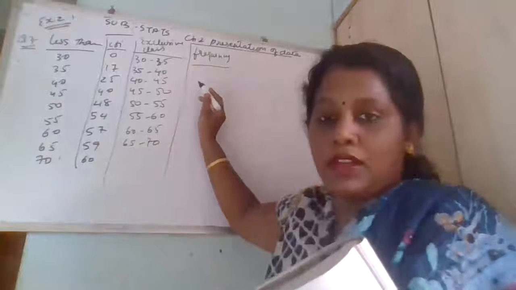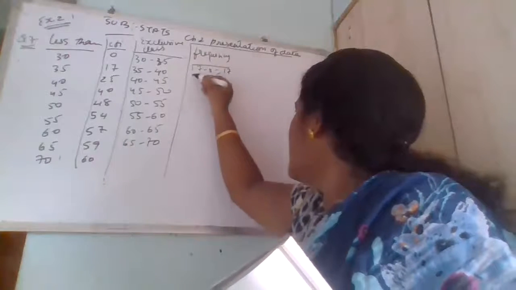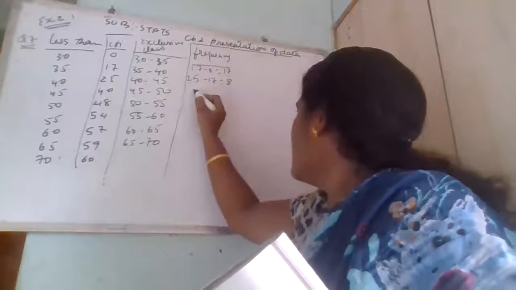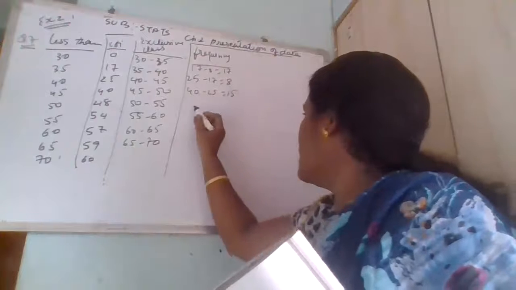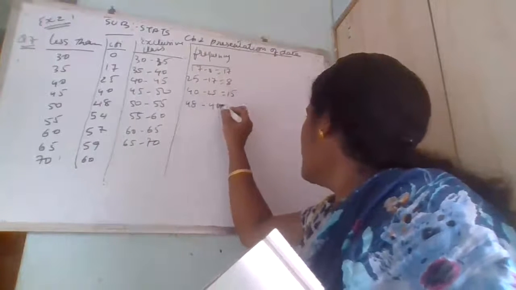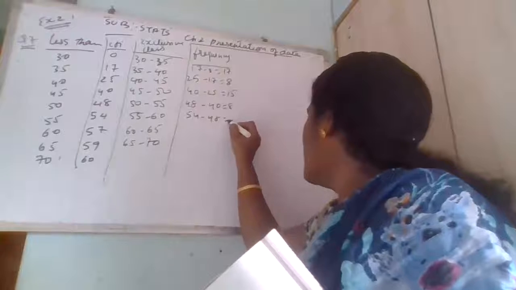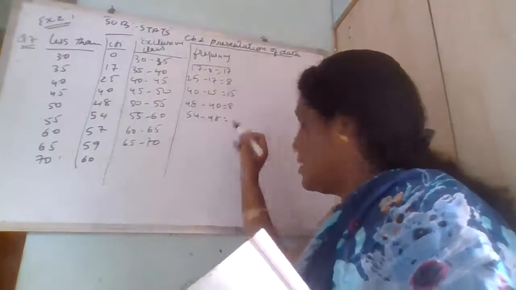Now you have to find your frequency. So 17 minus 0 is 17. Then 25 minus 17 is 8. Then 40 minus 25 is 15. Then 48 minus 40 is 8. 54 minus 48 is... कितना आएगा?